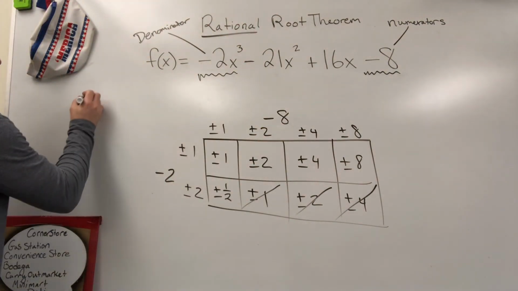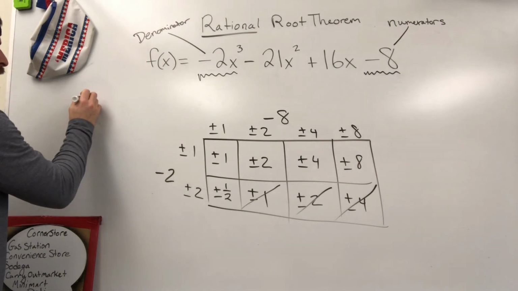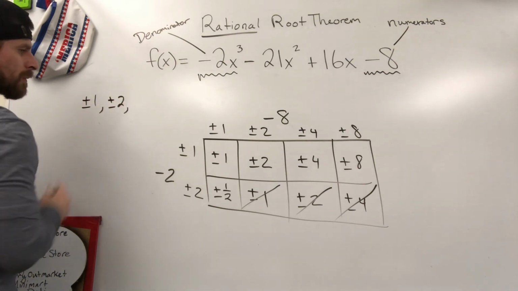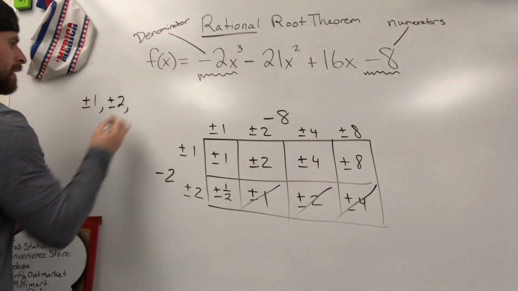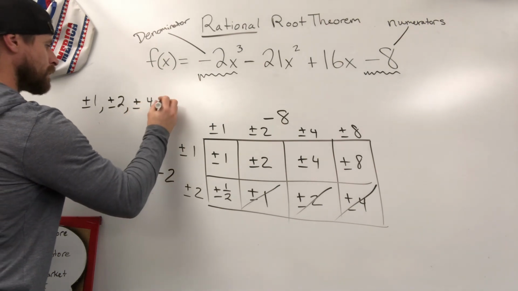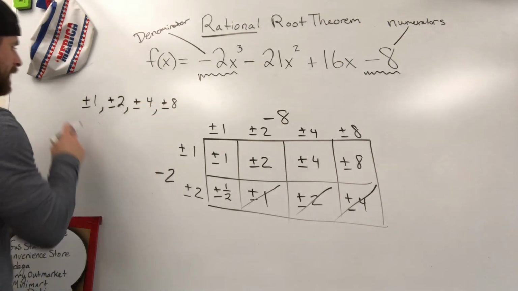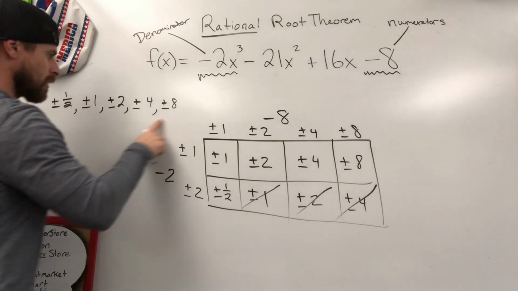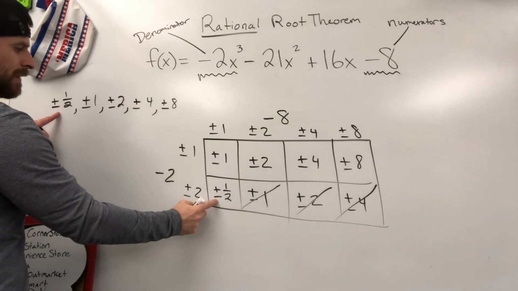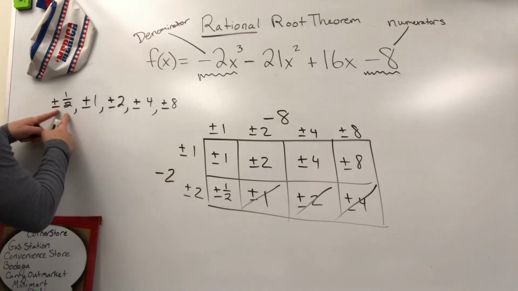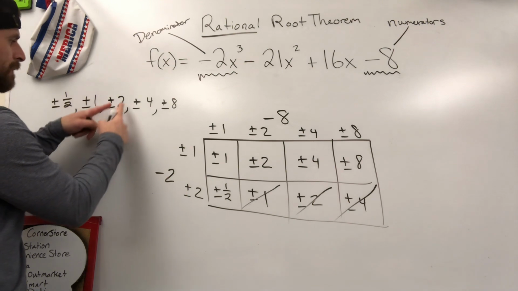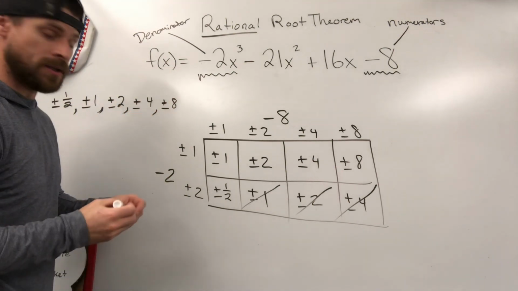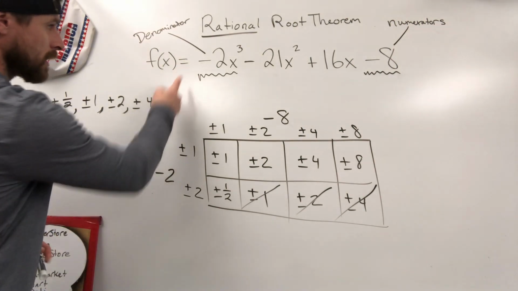So what I can say is, what are my possible roots? Rational roots would be positive negative 1, comma, positive negative 2, comma, we're just listing each one of these out right now, positive or negative 4, comma, positive or negative 8. I like my students and myself included, I will typically put them in numerical order. So since positive or negative 1/2 is the smallest value, I would put that one in the front. And then as we get bigger, we put commas in between each potential root to the given function.